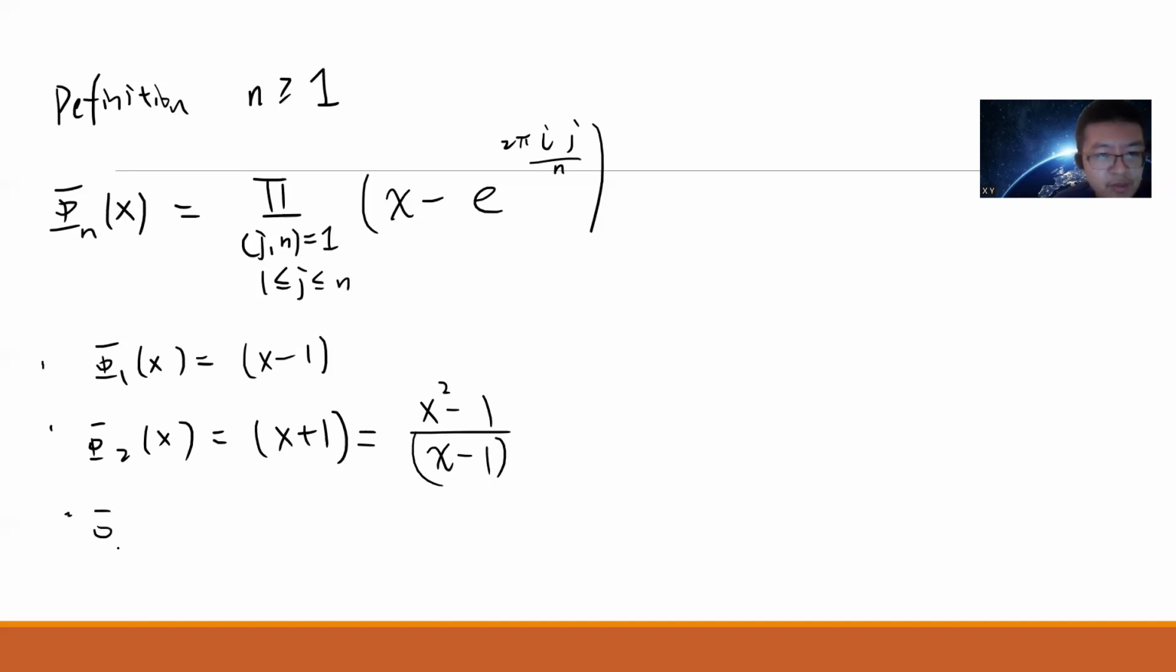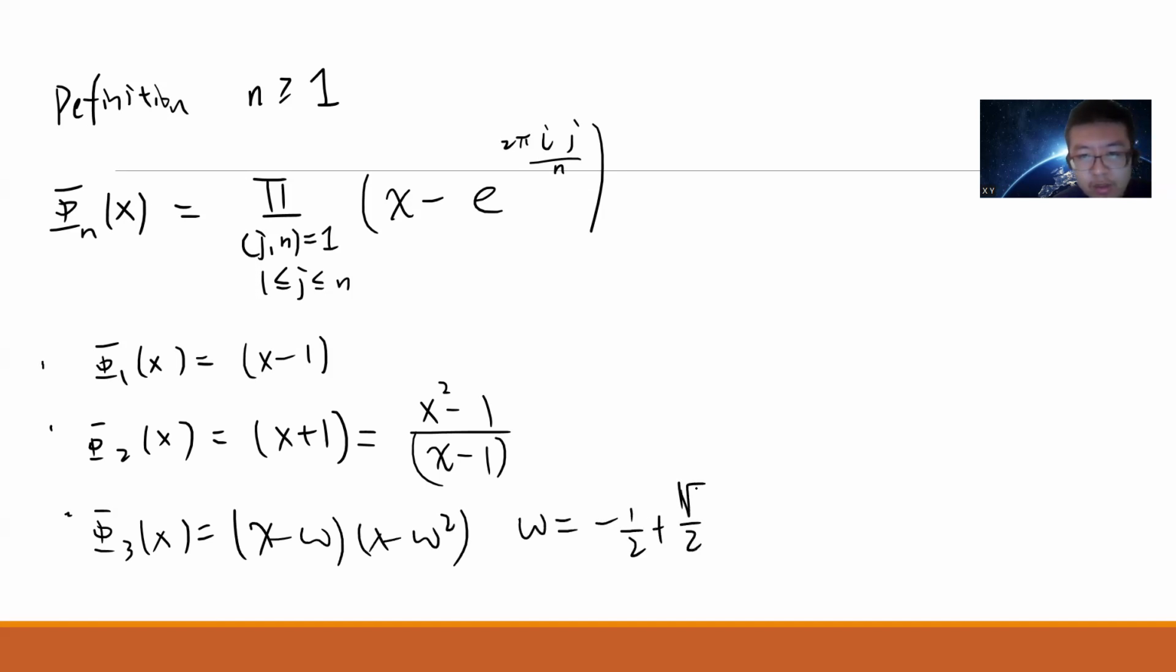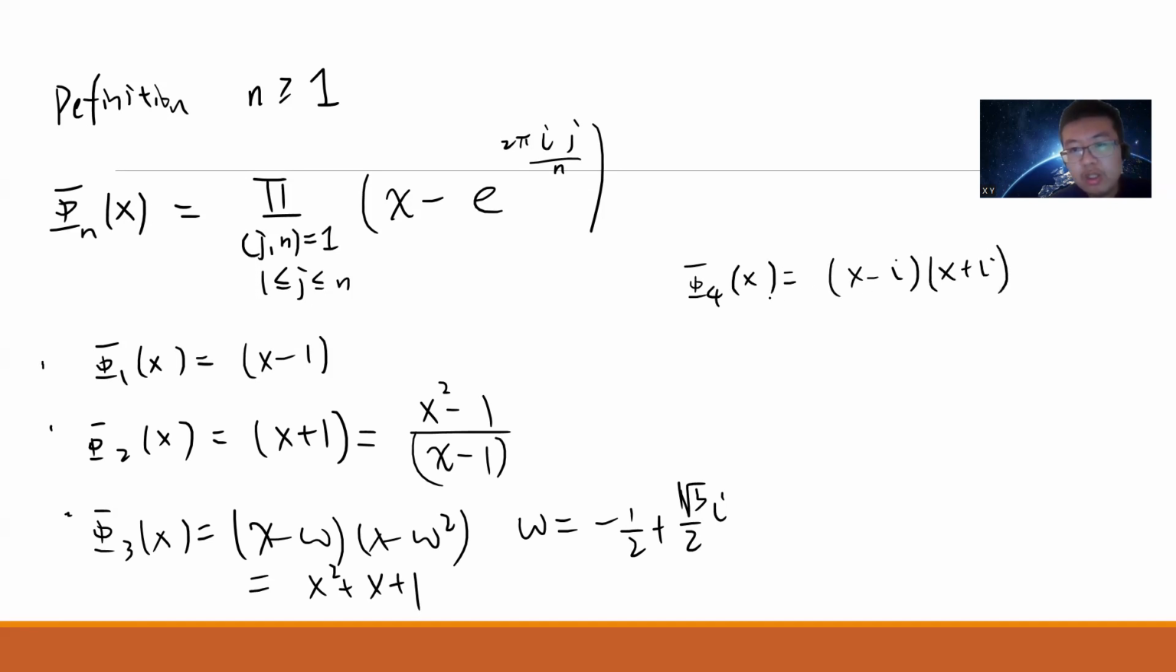Then phi 3 of x: you consider the cube roots of unity, omega and its square. So it's x minus omega times x minus omega squared, where omega is minus half plus square root of 3 i over 2. So this is x squared plus x plus 1. Phi 4 of x is x minus i times x plus i, because the fourth roots of unity are plus or minus 1 and plus or minus i, but plus or minus 1 do not correspond to 4. So this is x squared plus 1.